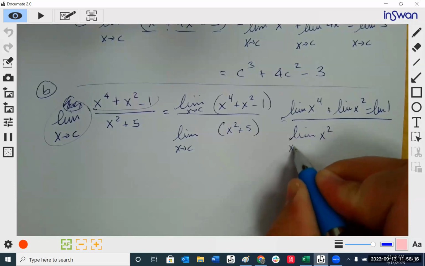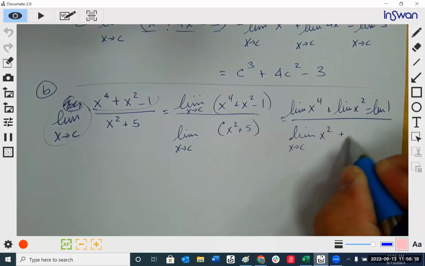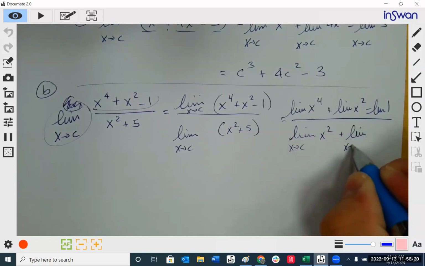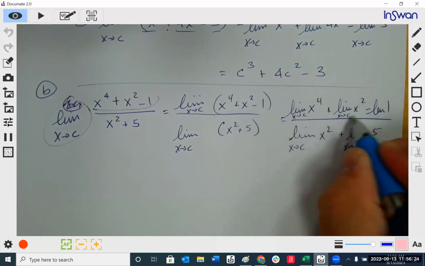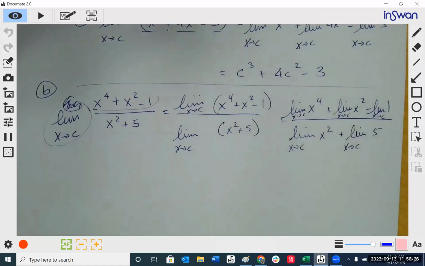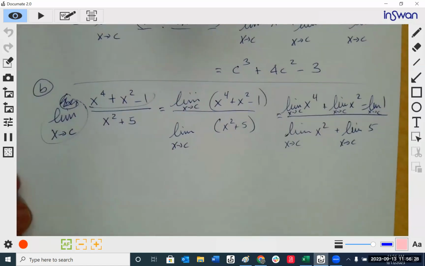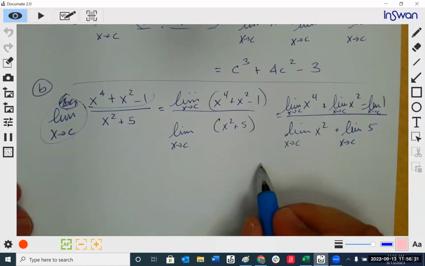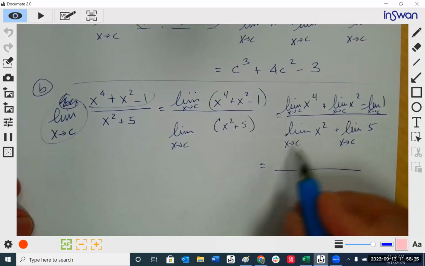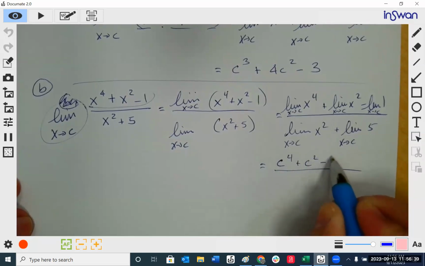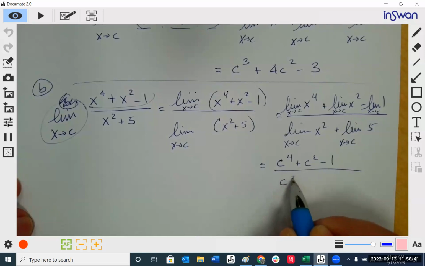x squared plus the limit. These are all supposed to have x goes to c in the bottom. Then what? Then put c for x. So we get c to the 4th plus c squared minus 1 over c squared plus 5.